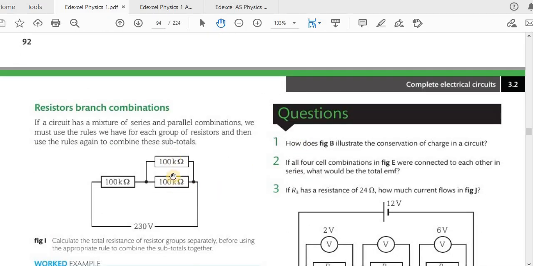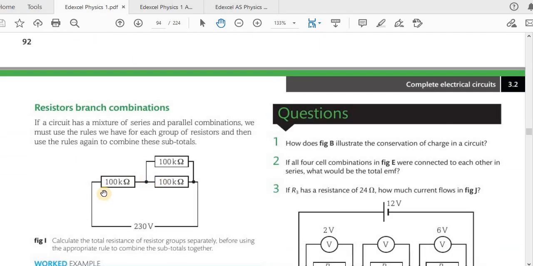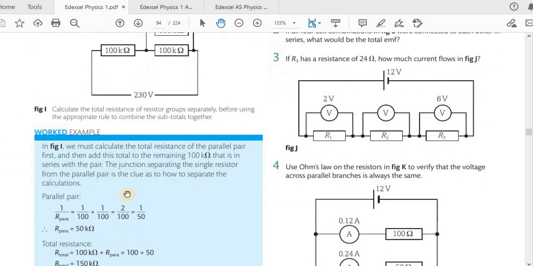So remember, if you have two resistors in parallel, then the total resistance will be half the value of one of them. Here it will be 50 kilo ohms, and now this whole thing, the 50 kilo ohm equivalent resistor for these two resistors, is in series with this. So when in series you add, so it will be 50 plus 100, which is 150 kilo ohms.